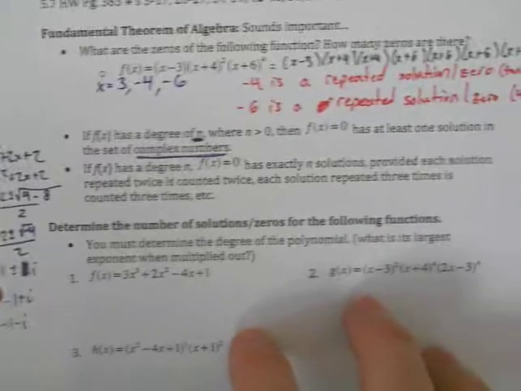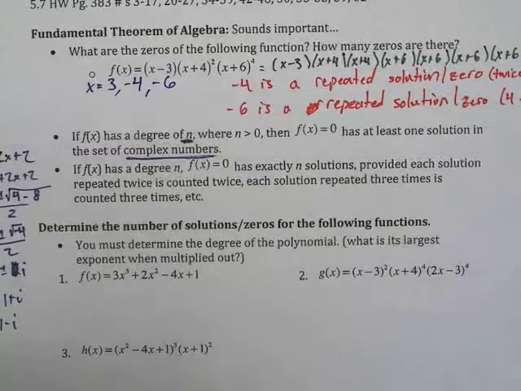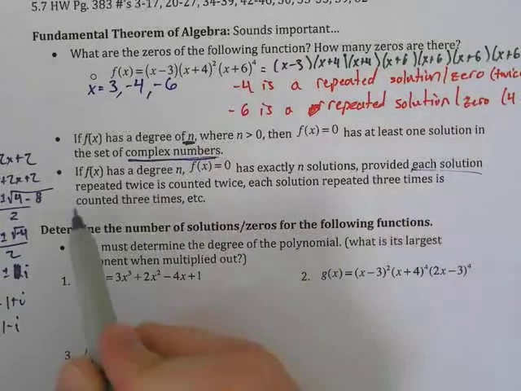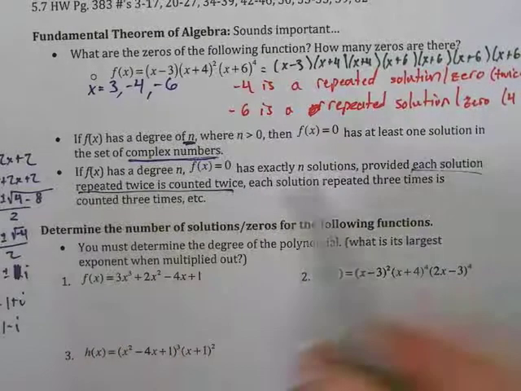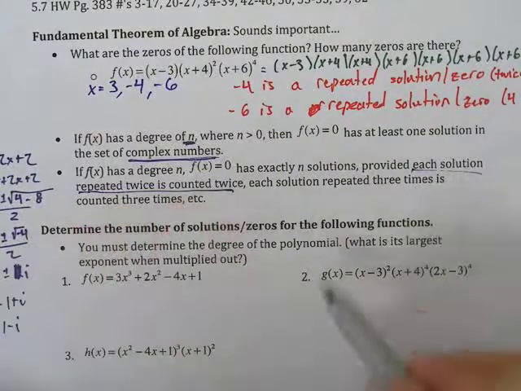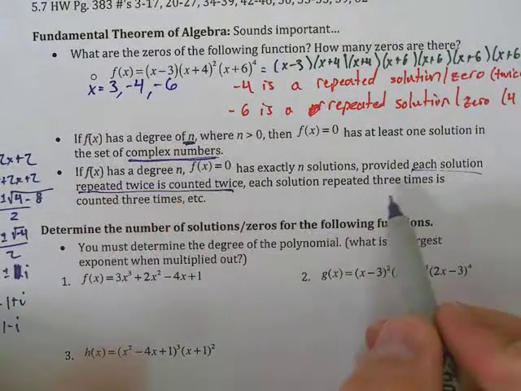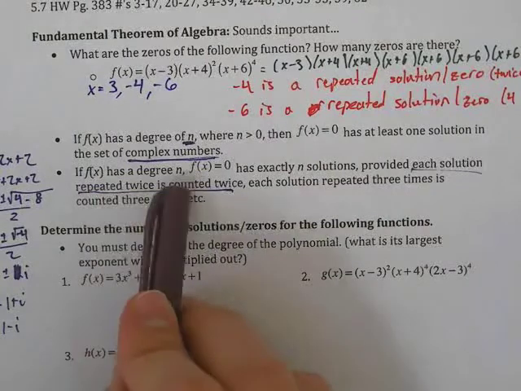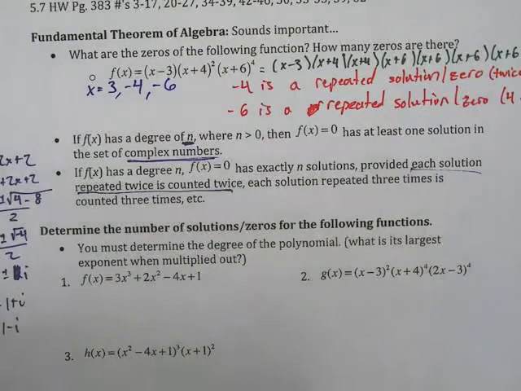Now, this is only true if each repeated solution is counted as a repeated solution. So, if you have a solution that's repeated twice, it's counted twice. If you have a solution repeated 3 times, it's counted 3 times. If we count those repeated solutions individually, then it guarantees that if f of x has a degree of n, whatever n is, there's going to be n solutions to that polynomial function, or n zeros.